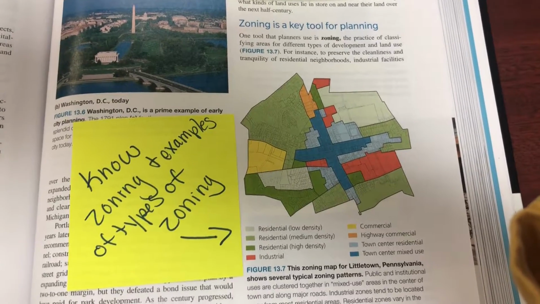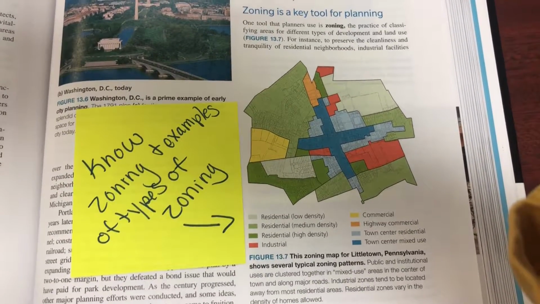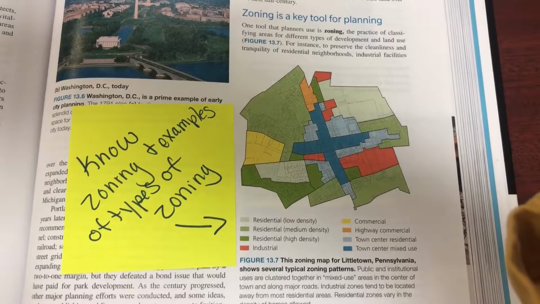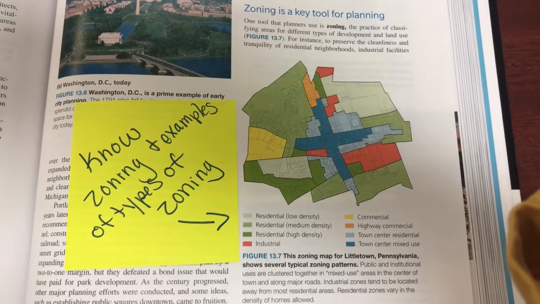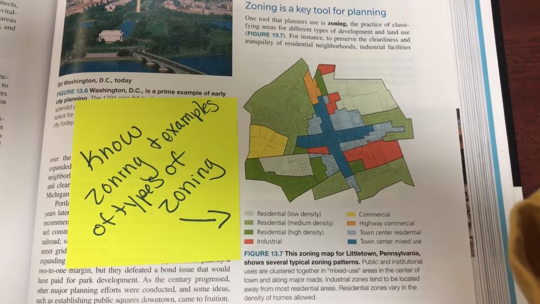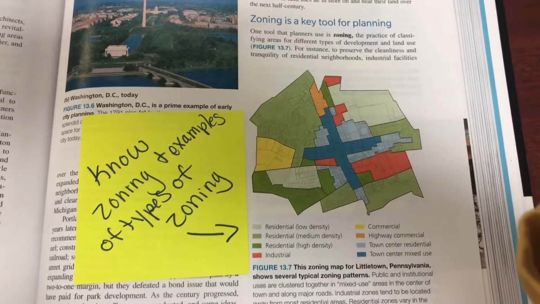So just make sure you realize that there's all different types of zoning, and all cities and major towns have this, where you're supposed to have a little bit of everything with your zoning, okay?